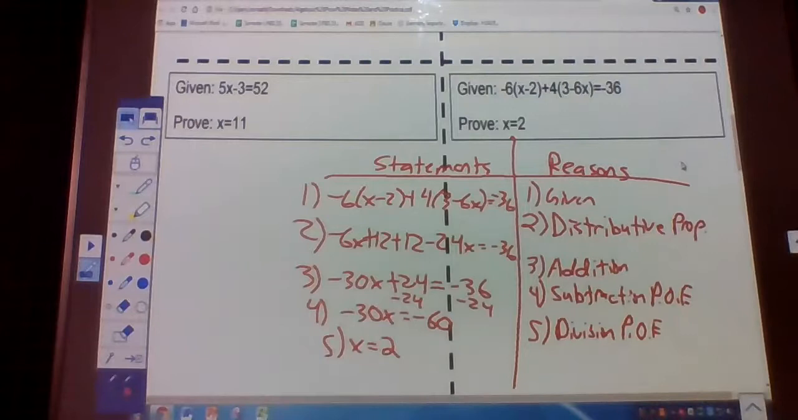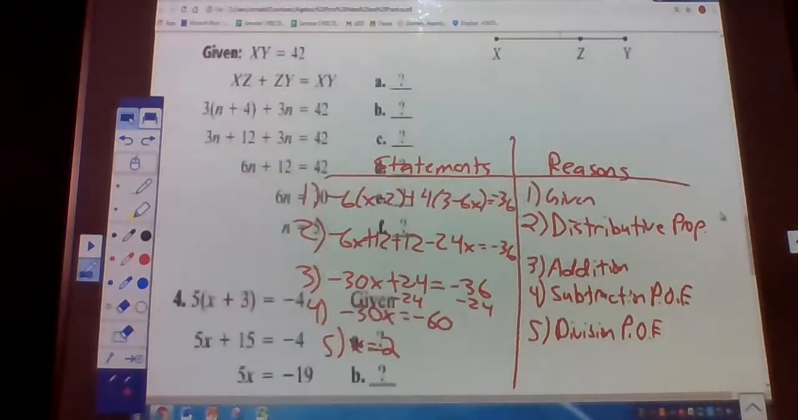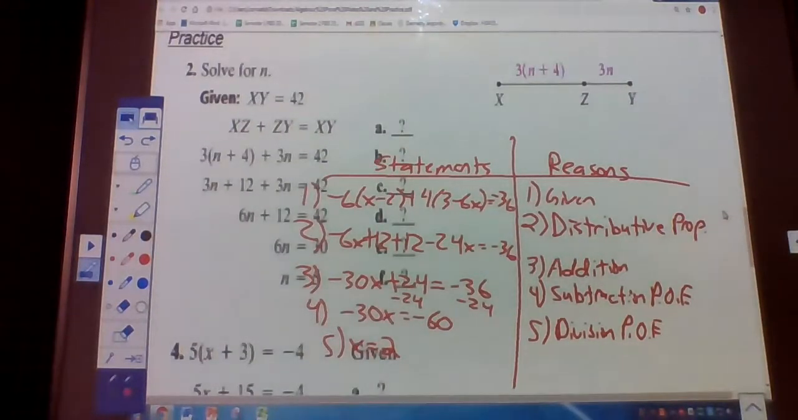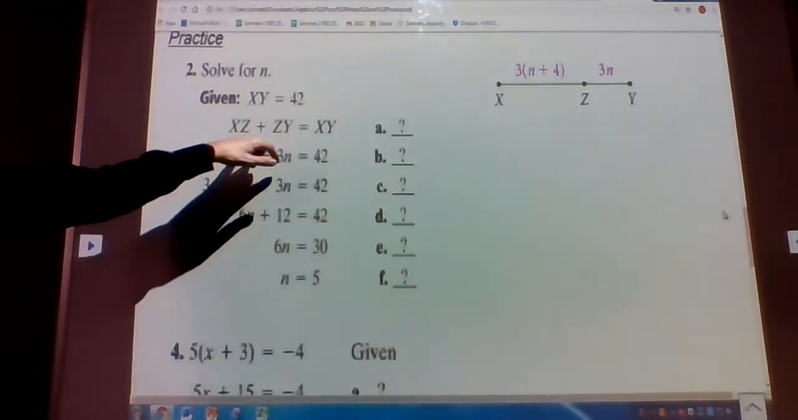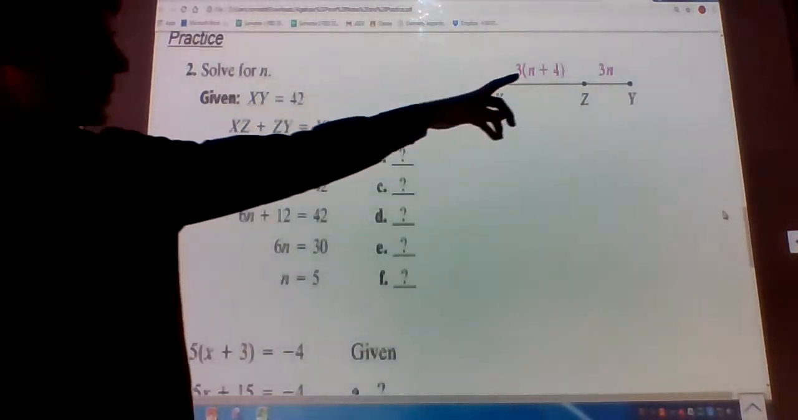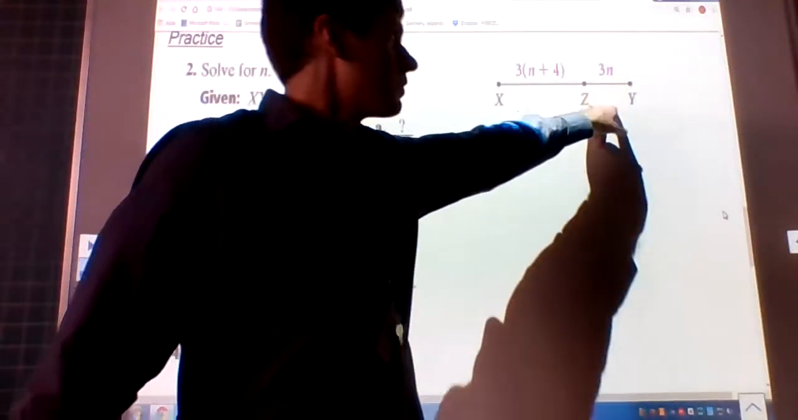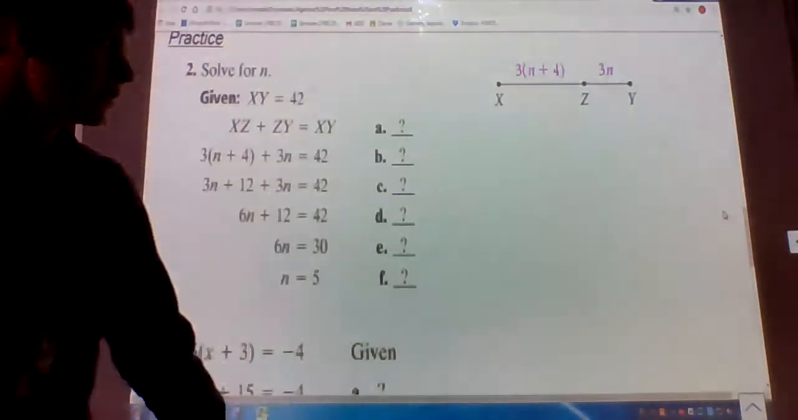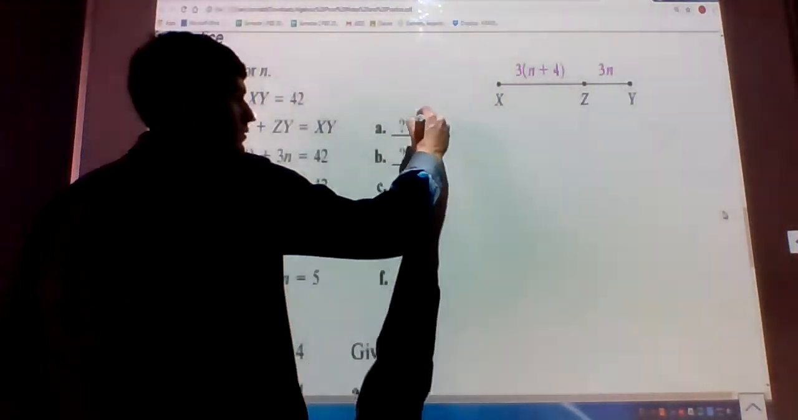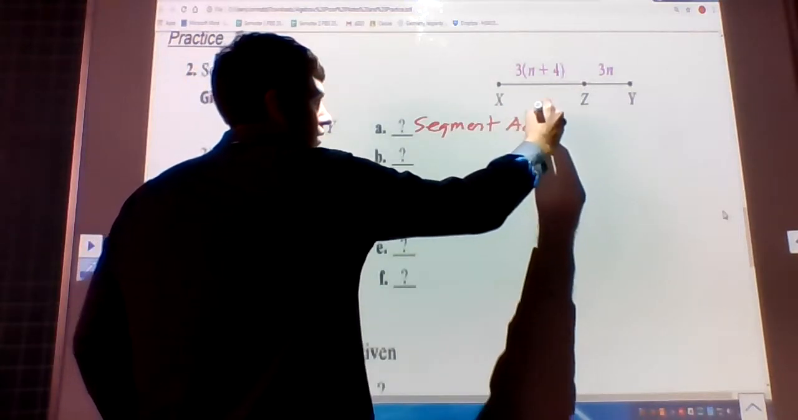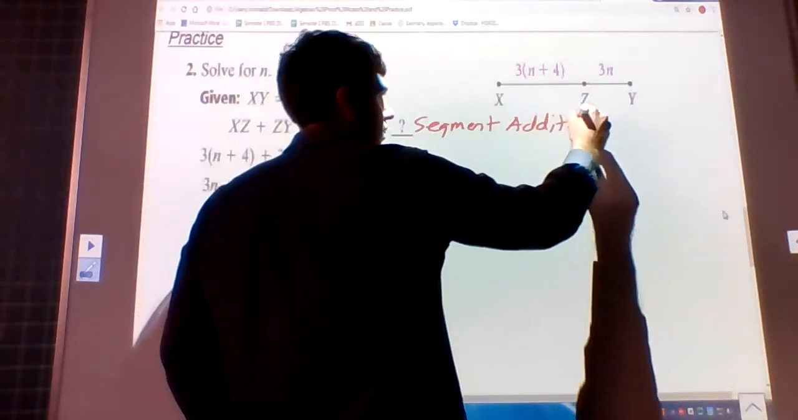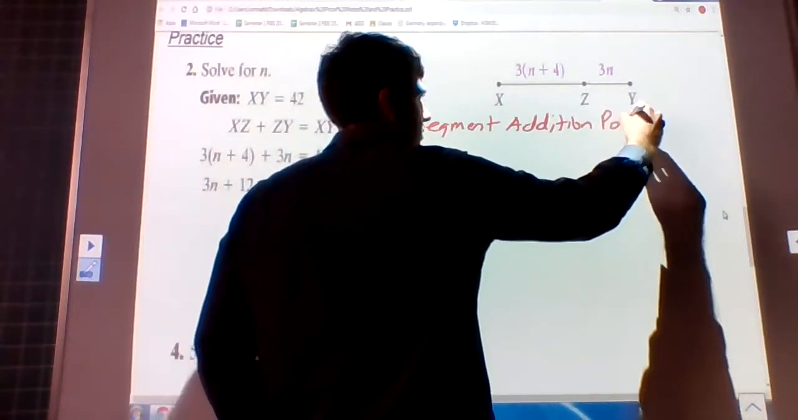Let's go to the other side. First proof here, it's not really a proof, it's just asking us for the reasons for each step. So the first thing we have is segment addition postulate, right? So z is between x and y, therefore xz plus zy equals xy. That's our segment addition postulate.